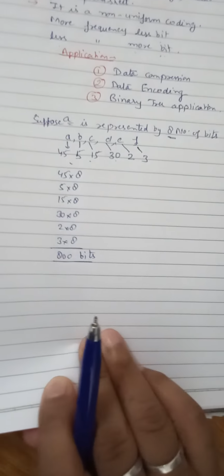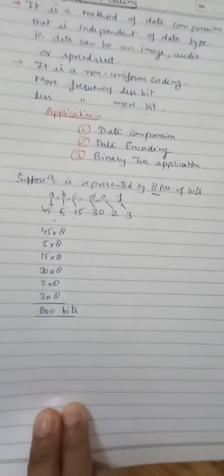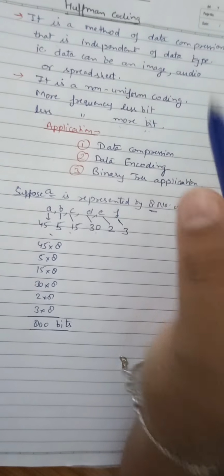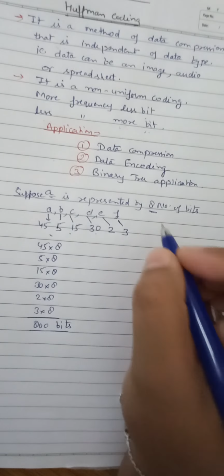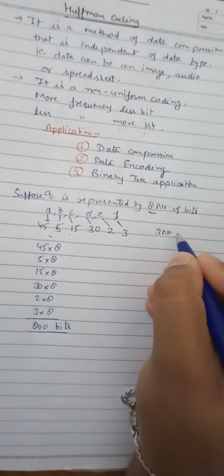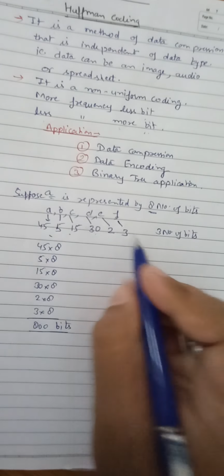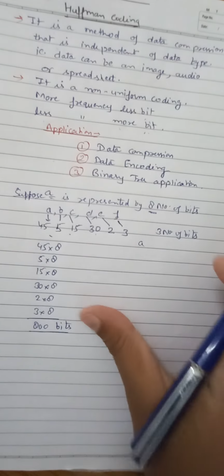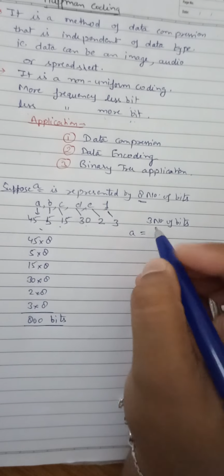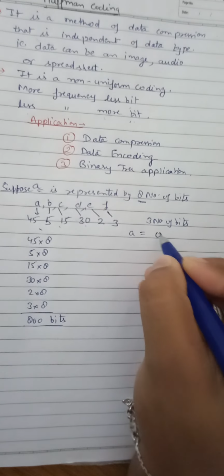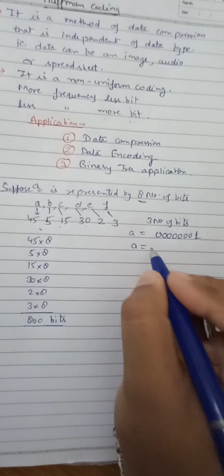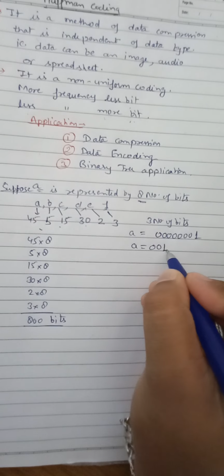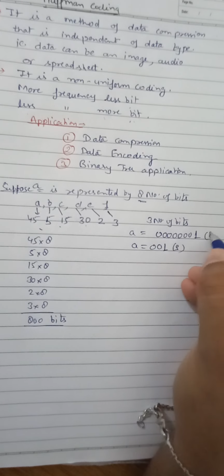But instead of this, if we are doing compression, as I am saying, Huffman coding is basically used for data compression. So instead of 8 bits, suppose we represent all these with 3 bits. Initially, suppose A is like this one, 1 2 3 4 5 6 7 8. Instead of this, if we represent it with 3 bits, 0 0 1. This is 3 bits, this is 8 bits.